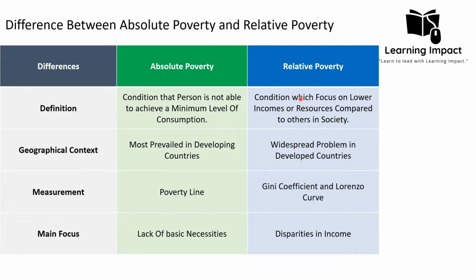But in case of relative poverty, it refers to a condition which focuses on lower incomes or resources compared to others in society. Relative poverty is a condition in which it is possible that individuals are able to meet their basic needs, but it focuses on how well the distribution of incomes has been distributed among the individuals of the society, and how one society as compared to another is at a disadvantage regarding resource distribution. Or it might be that within a given society, they discuss how the different subpopulations of a given society are actually utilizing the resources and how much share they have gotten in the resources.